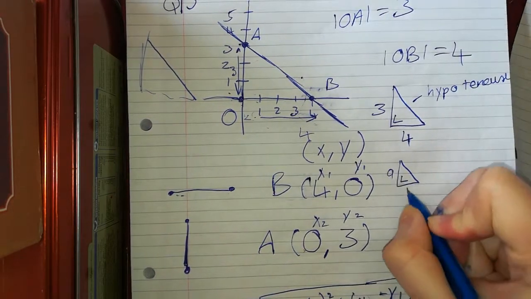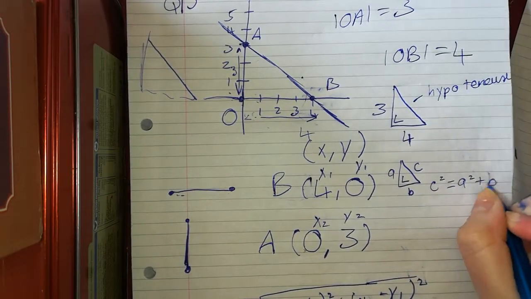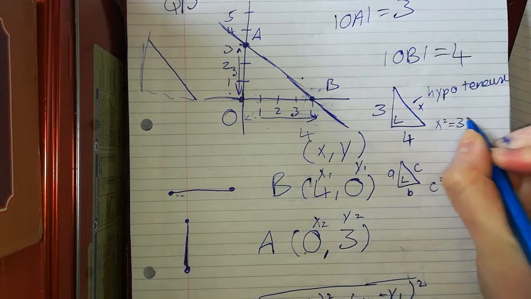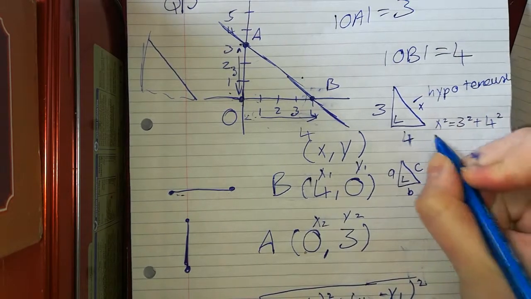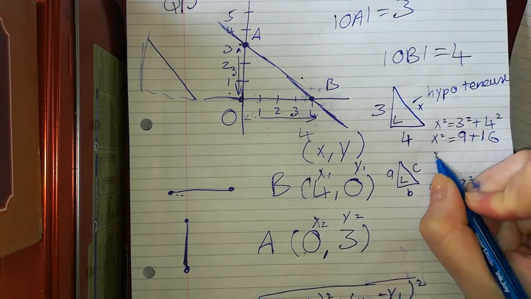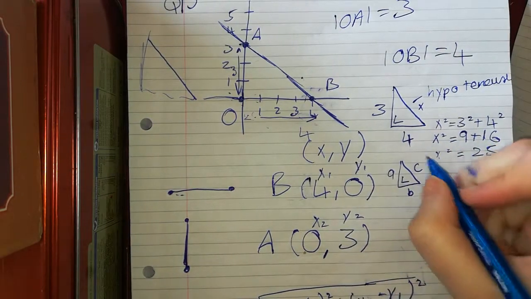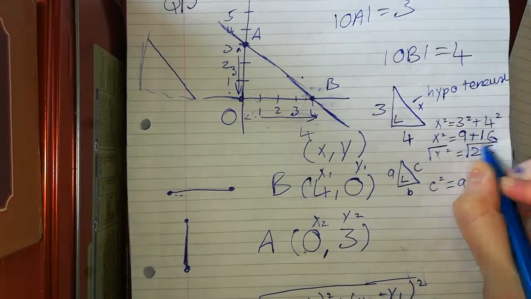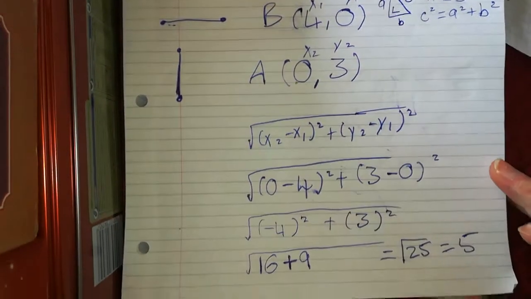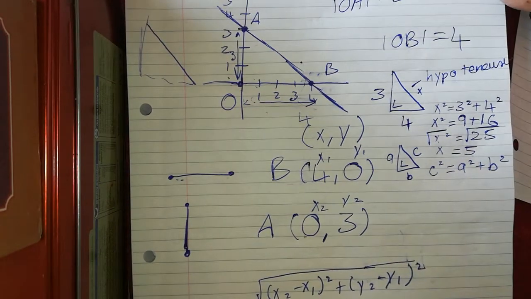So if we use the theorem of Pythagoras, say we had a right angle triangle with sides A, B, and C, the hypotenuse squared, C squared, is equal to the sum of the squares of the other two sides. So the hypotenuse, let's call it x. x squared is going to be 3 squared plus 4 squared. 3 squared is 9, 4 squared is 16, so x squared is equal to 25. We then get the square root of both sides to just get x. So x is equal to 5. And that's the same answer that we got from using our distance formula. So that is our answer for that.